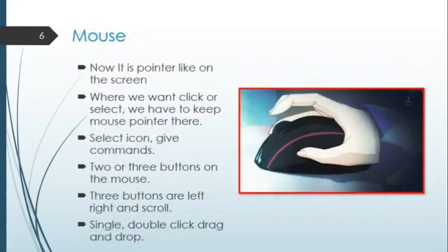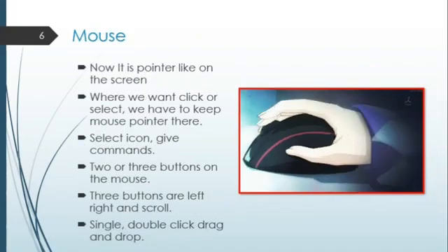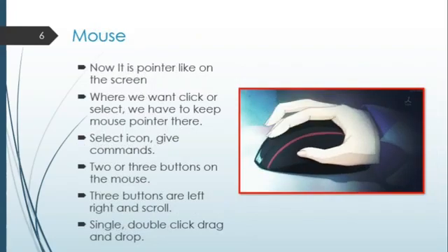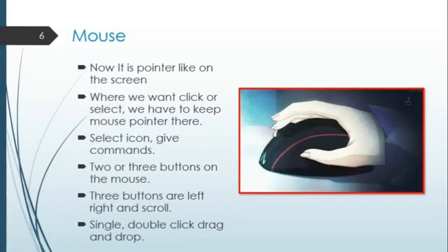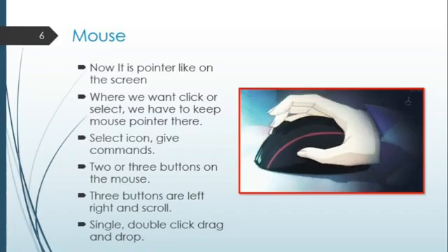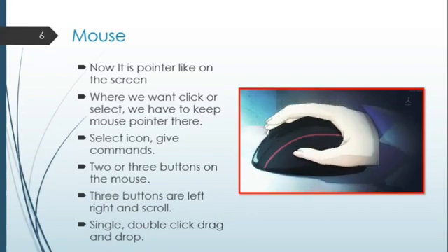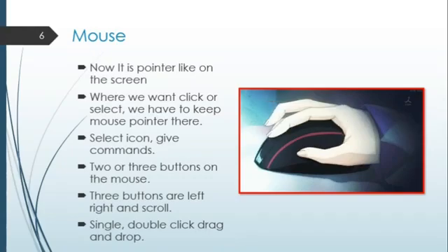Now the mouse. It is a pointer on the screen that you are watching, this yellow filled slanting arrow. Where we want to click or select, we have to keep the mouse pointer there. Whenever you want to click, select any icon or any application, you have to keep the mouse pointer there.